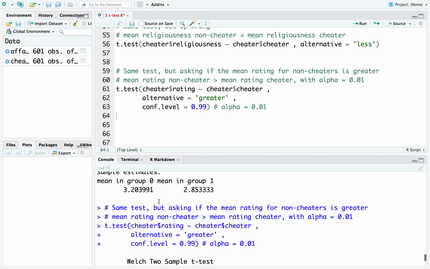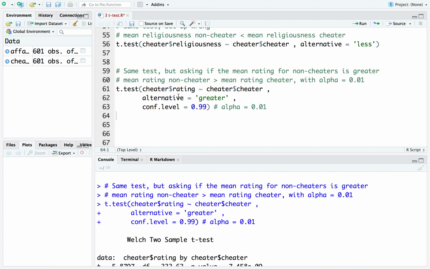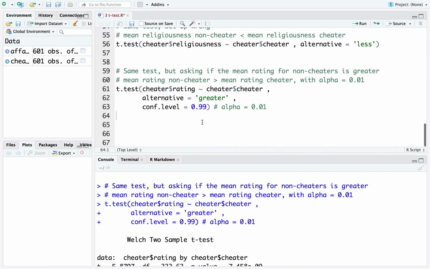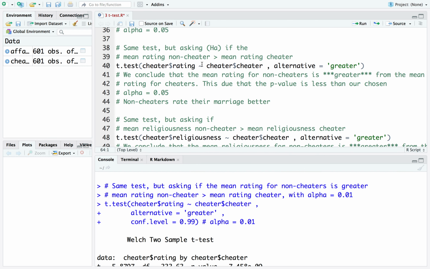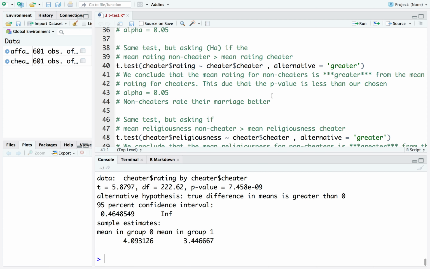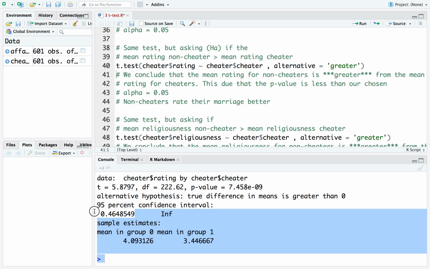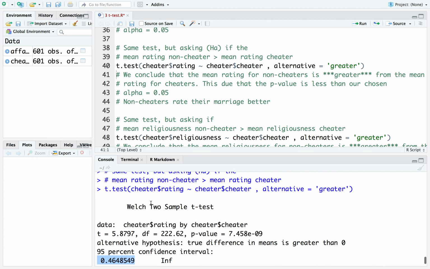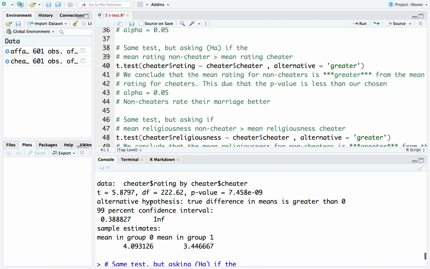It is. Because when we're stricter, let's just run this again over here. Here's rating. Okay, so when we're 95% sure, we say that the difference between the two groups is at least 0.46. But when we want to be 99% sure, which was this test, 99% confident, it is at least 0.388. It's still significant, and people that do not cheat rate their marriage higher. And that's it for t-test.